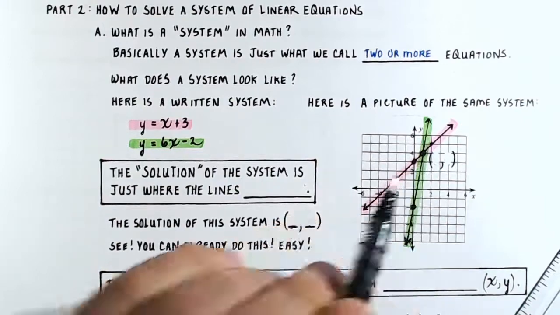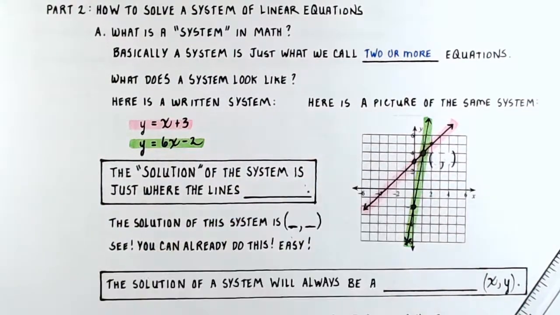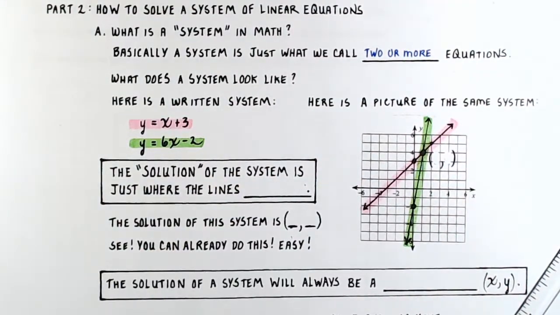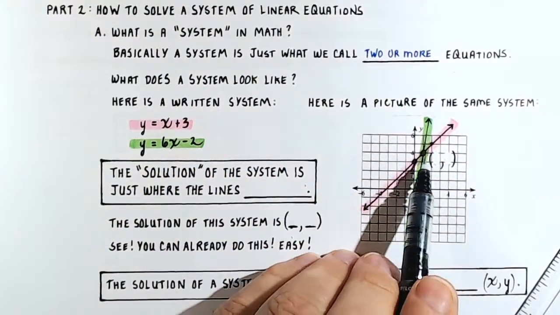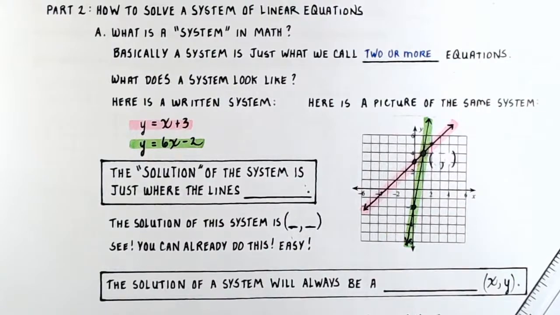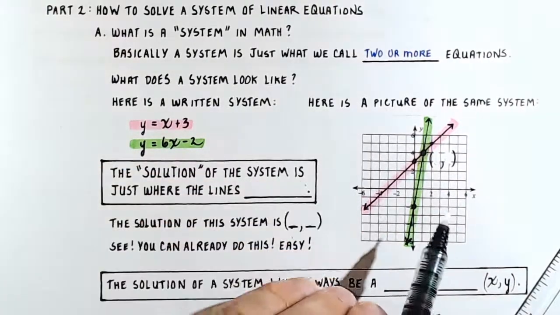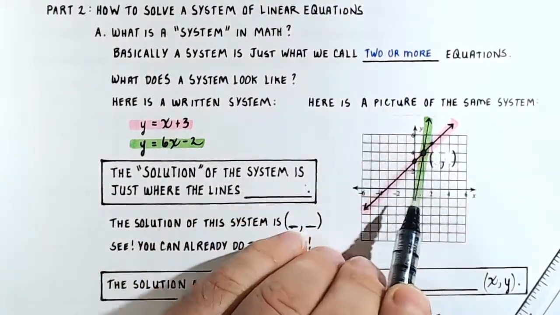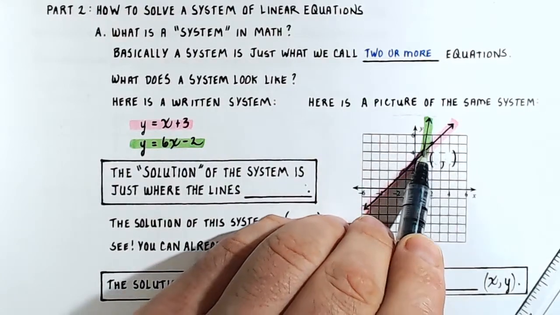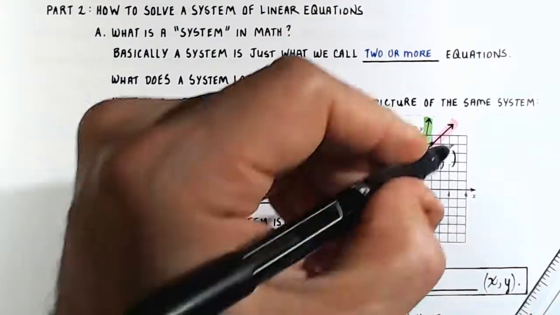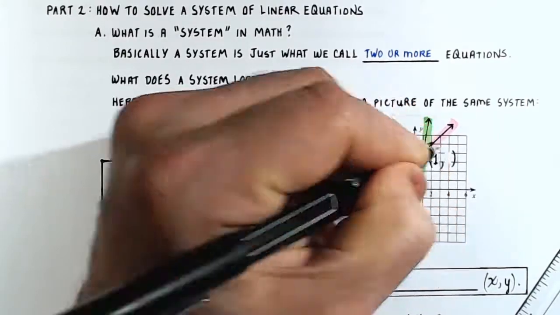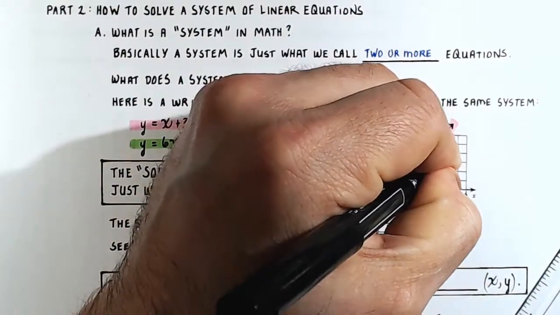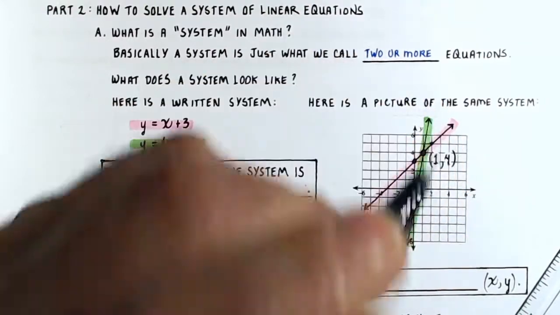Okay, so they cross right here, and we have to find the coordinates of that intersection point. This is called the intersection. So what are the coordinates of that point? It's hard to see on this little picture of the camera, but that's 1, 4. So here I would write 1 for the x value and 4 for the y value.